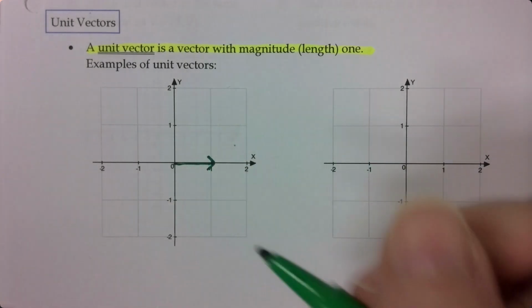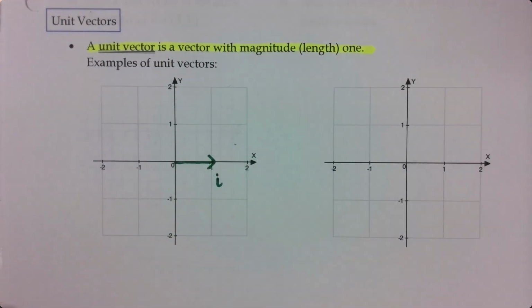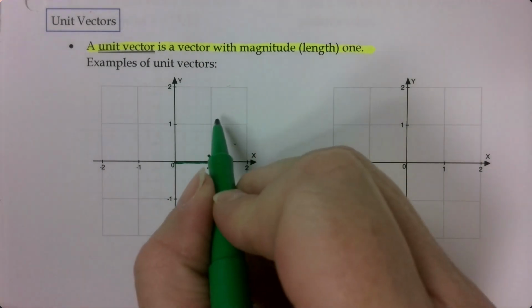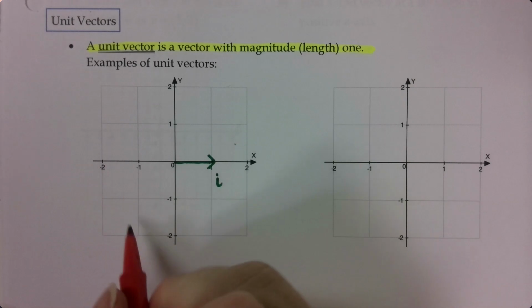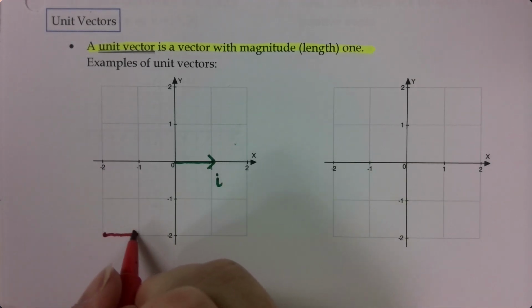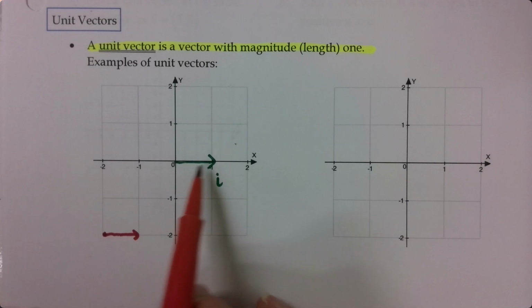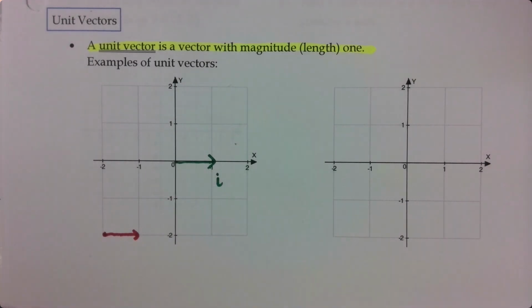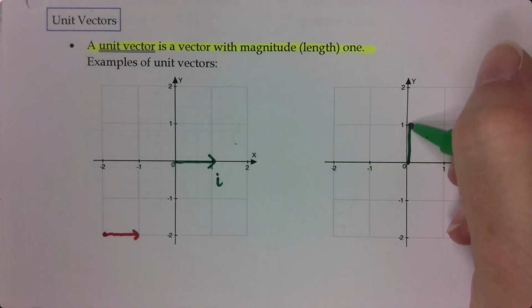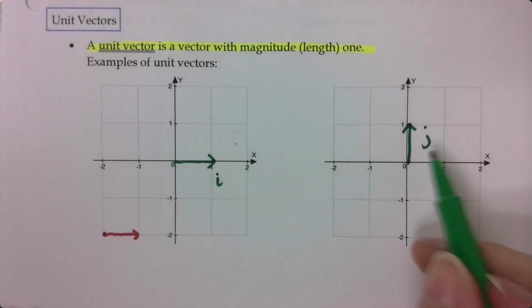I, which looks like that, right? Technically it can be anywhere, right? Because vectors are free, this is also I, right? A vector of length 1 that goes in the positive x direction. But the most common way to draw it is in standard position along the positive x-axis. So that's I. And then j, which is a unit vector in the positive y direction.